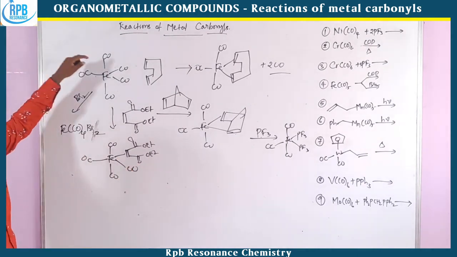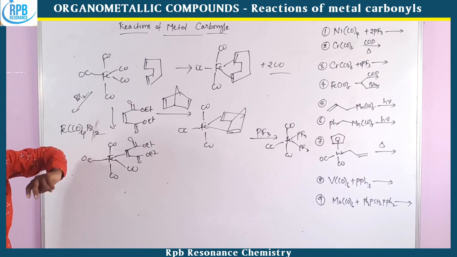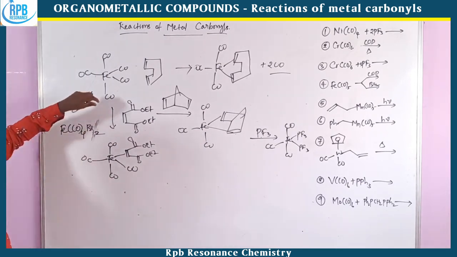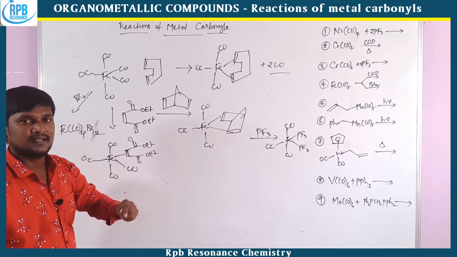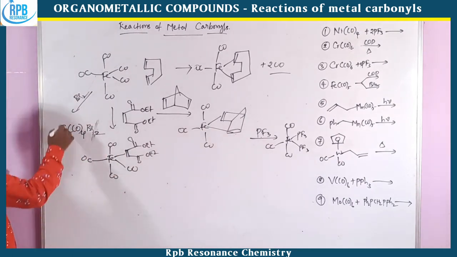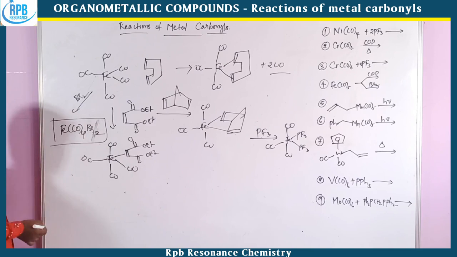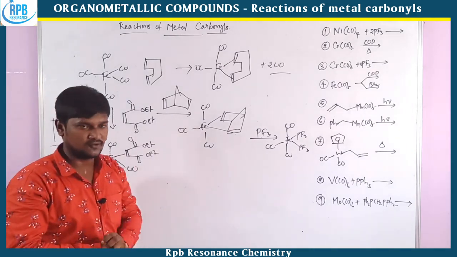Now carbonyl is equal to two electrons. If we need to remove a carbonyl, two electrons are required. That's why two bromines are required. We will get FeCO4Br2. So this is one of the earlier previous year questions.